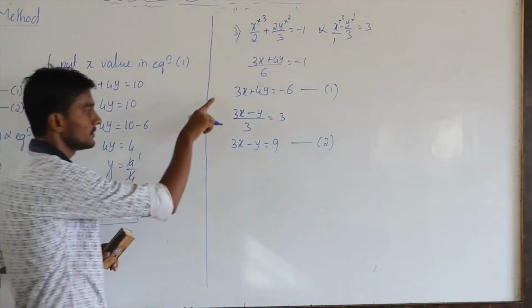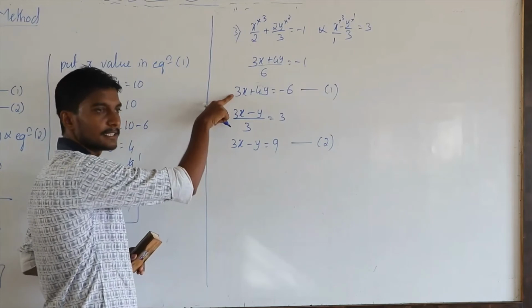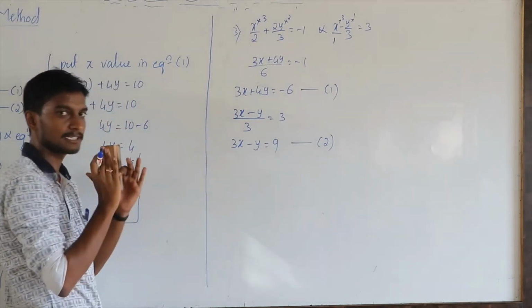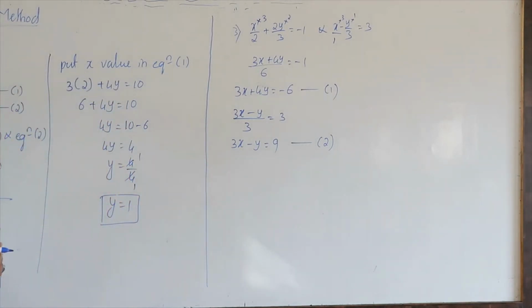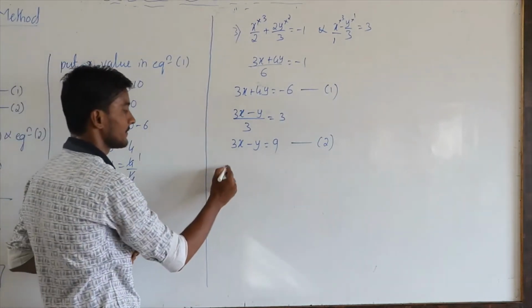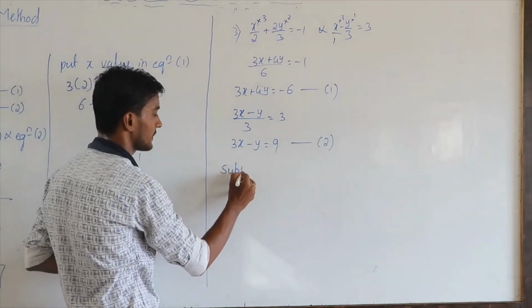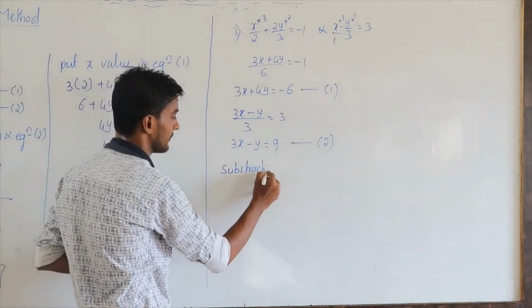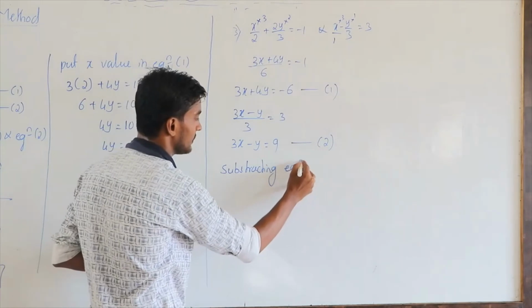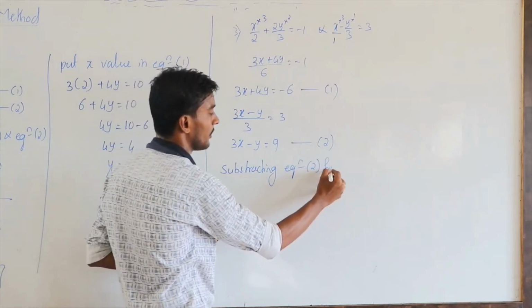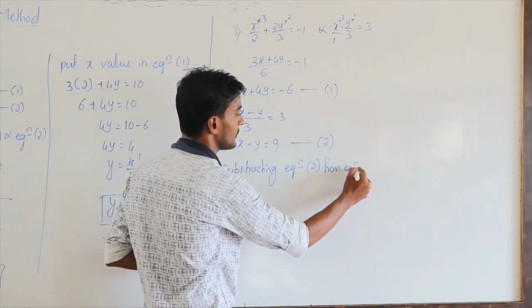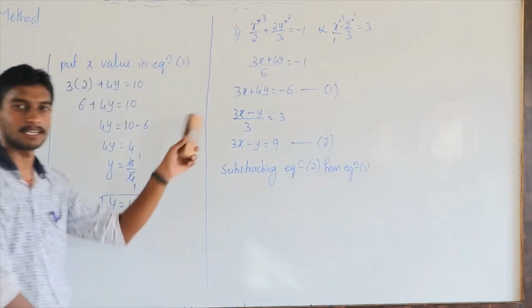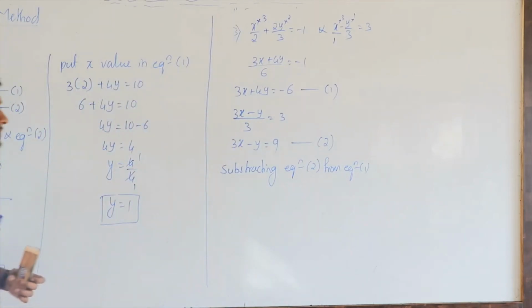So now what do you have to do? Adding, plus 3x plus 3x. If both signs are the same, I have told you that you have to subtract. If they are different, you have to add. So now both are the same. Subtracting equation 2 from equation 1.